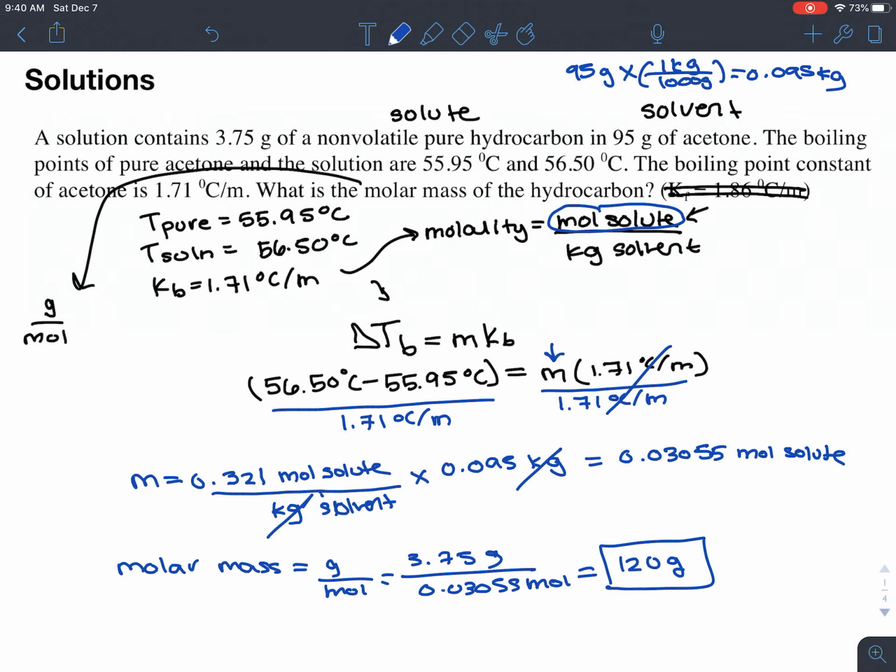So knowing that, you can use this equation many different times just by units. You can solve it for one of the temperatures, the constant, or you could solve it for the molar mass of the solute or the solvent, just knowing and remembering that it's moles of solute over kilograms of solvent.